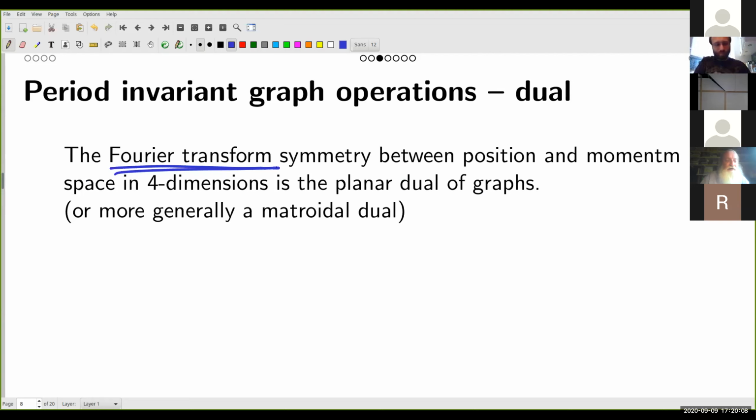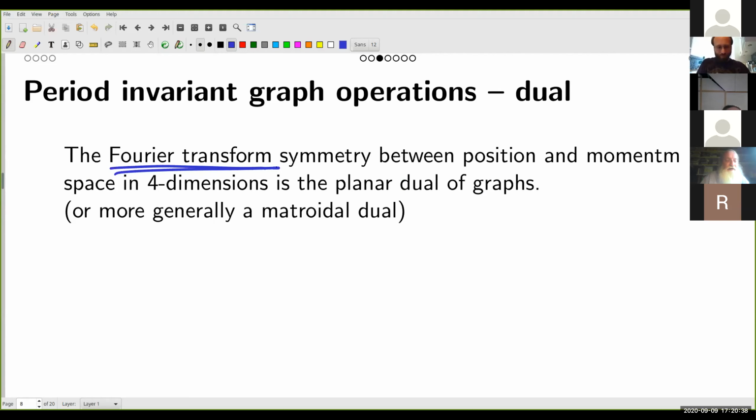And the things that used to be, well, you might say, what is a cut? I guess I need to say a little bit more. How should I understand the cuts? Well, if you have a cut in a graph, that's a set of edges that are momentum conserving. So you have this duality between these cuts, these momentum conserving things, and the cycles. And that is exactly your Fourier transform symmetry or your planar dual.